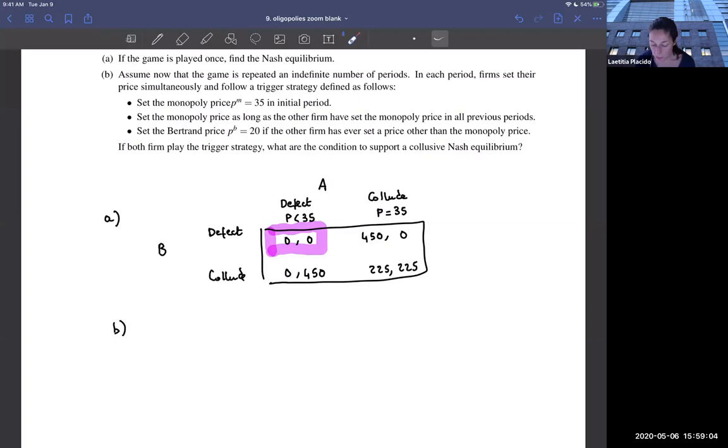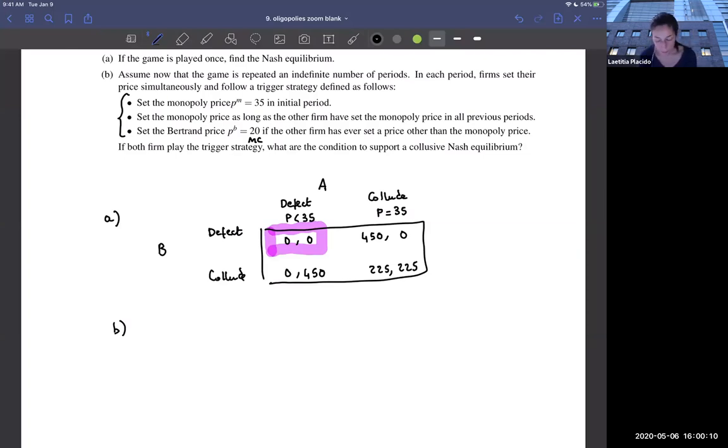Then I'm going to set the monopoly price as long as the other firm has set the monopoly price in all previous periods. And then I'm going to set the Bertrand price. So what is the Bertrand price? It's price equals marginal cost, if the other firm has ever set a price other than the monopoly price. So if my opponent has cheated at least once in the past, then I'm going to punish her by setting price equal to marginal cost, and that way I get all the demand and she gets zero profit. This combination of strategies is called a trigger strategy. Basically, I'm nice as long as you behave nicely, and if you don't behave well, then I punish you by setting price equal to marginal cost.